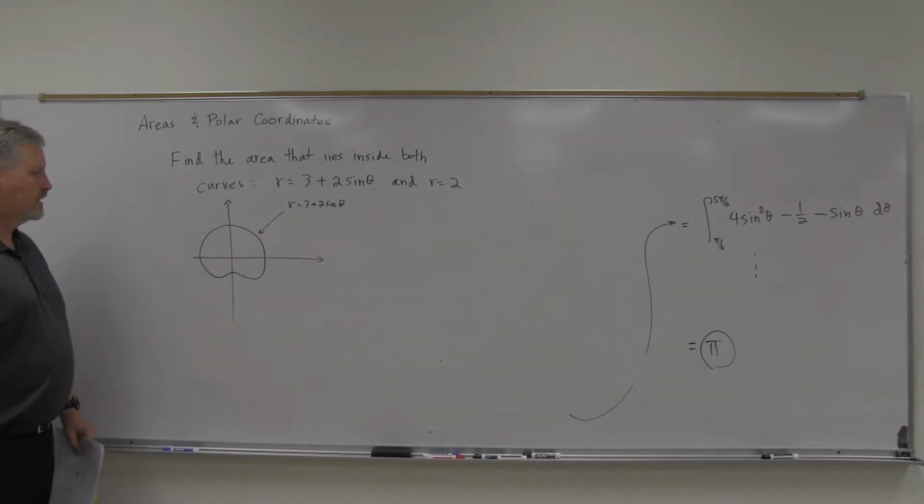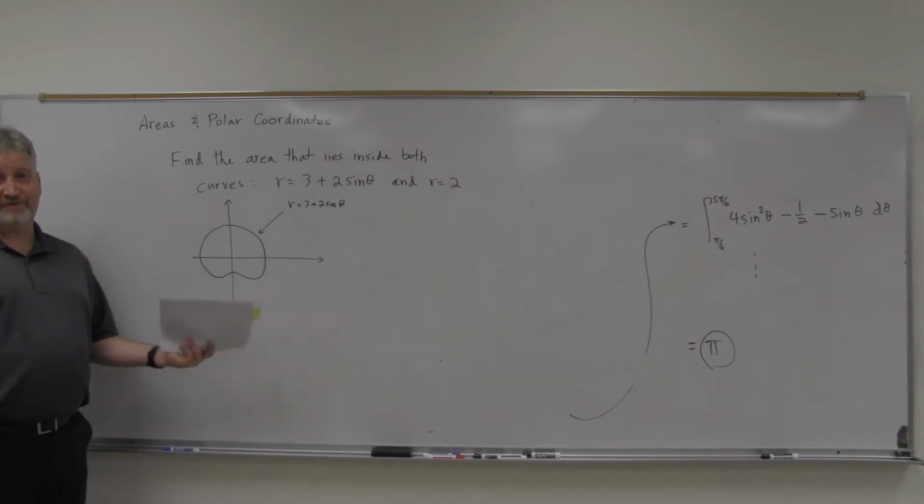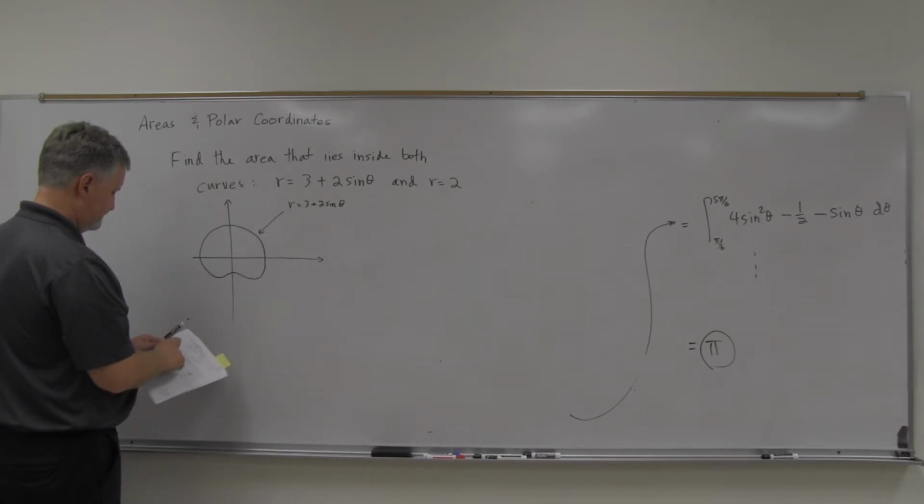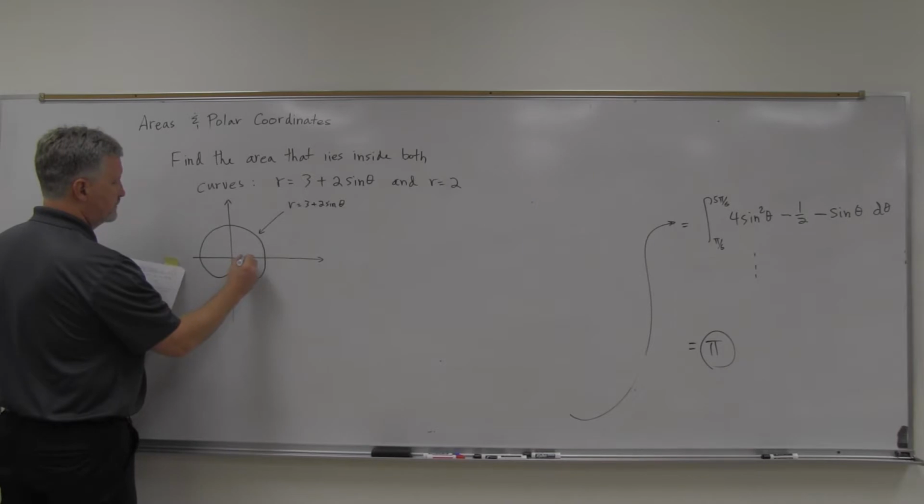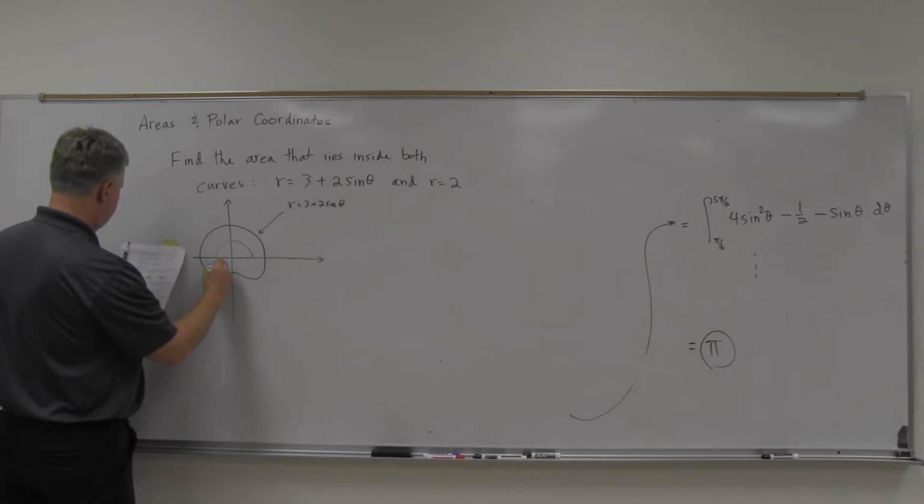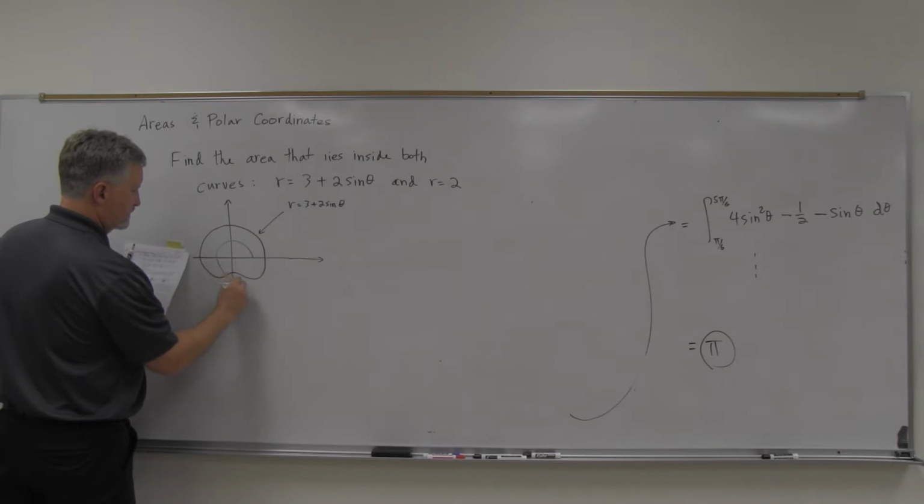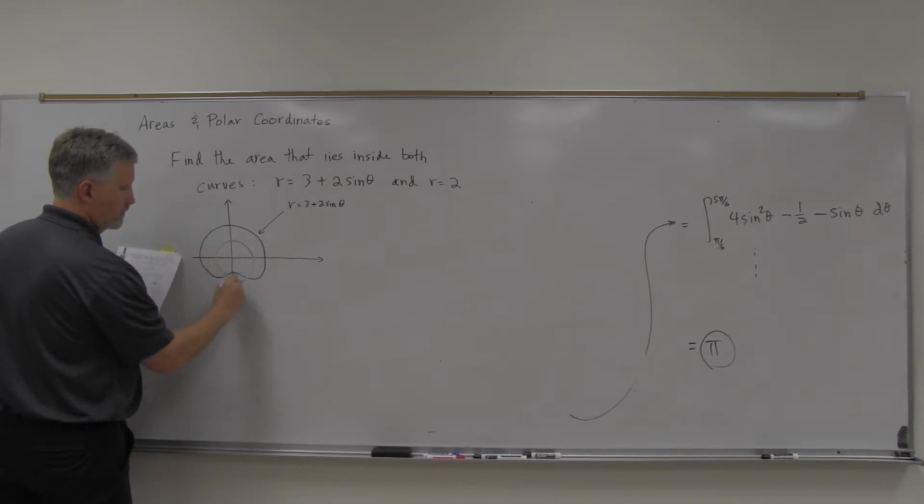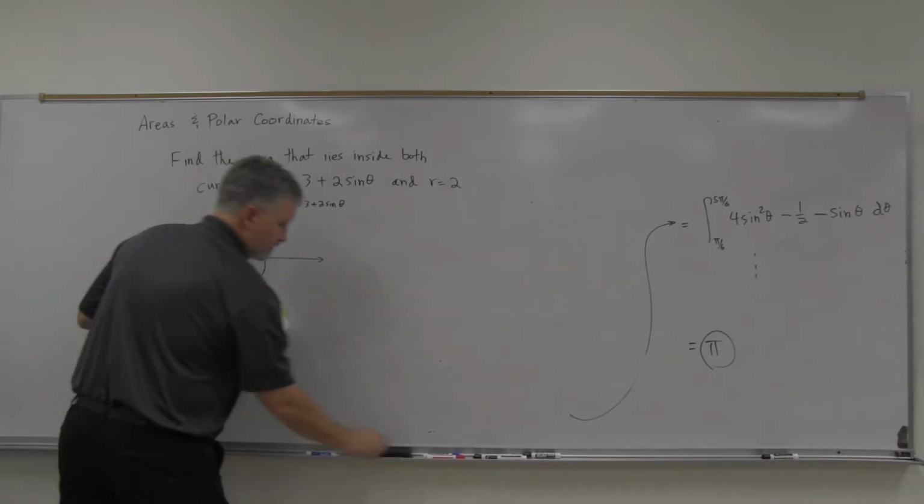Okay, cardioid. r equals 2, that's easy. It's a circle, radius 2, centered at the origin, the polar axis. So r equals 2 actually comes in kind of here, there, and then kind of goes out of this one. It's not the best blue pen ever.